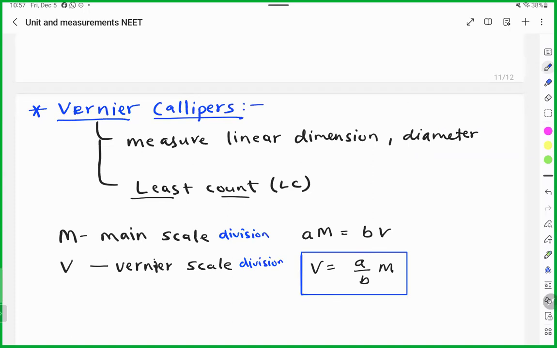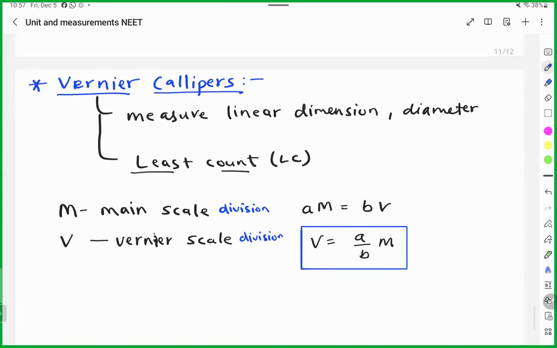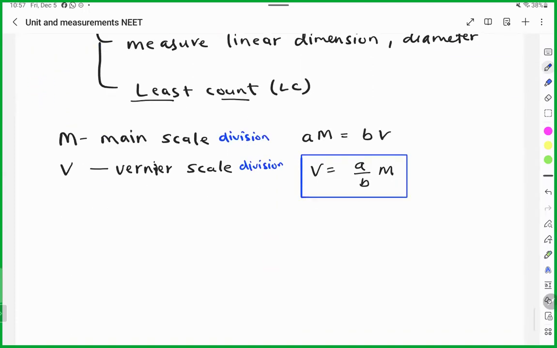So what will happen now? If you understood this really well, how to calculate the least count? The easiest way to calculate least count is the main scale division minus the Vernier scale division. Okay. What is the main scale division?